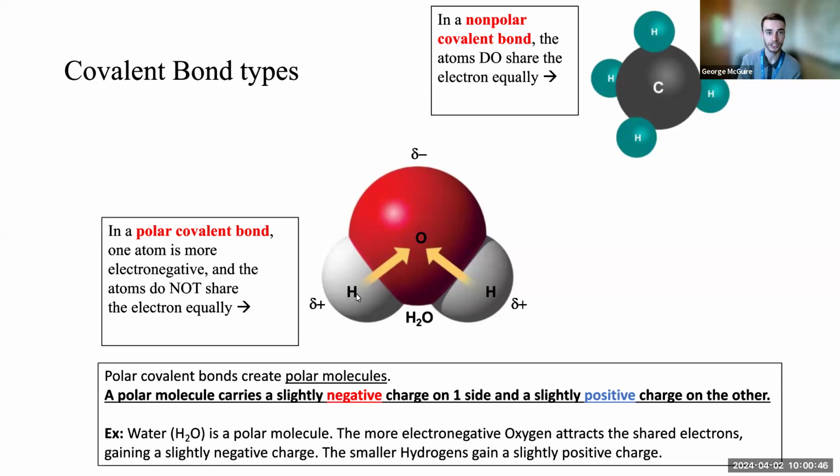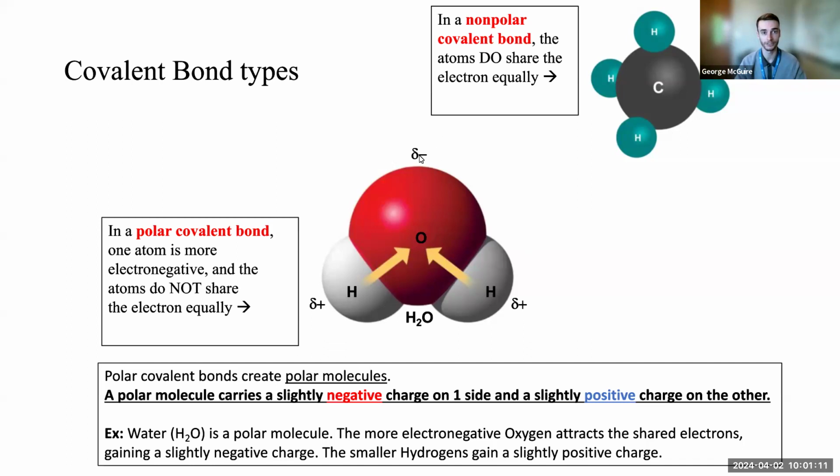And thus these hydrogens are only left with the protons in their nucleus, and so they will end up with a slightly positive charge. And that makes this molecule a polar molecule. We have two different poles, just like how our planet has a north and a south pole. This molecule has a negative pole and a positive pole, right? Clearly different sides of the molecule, which are going to interact with the environment in different ways, right?